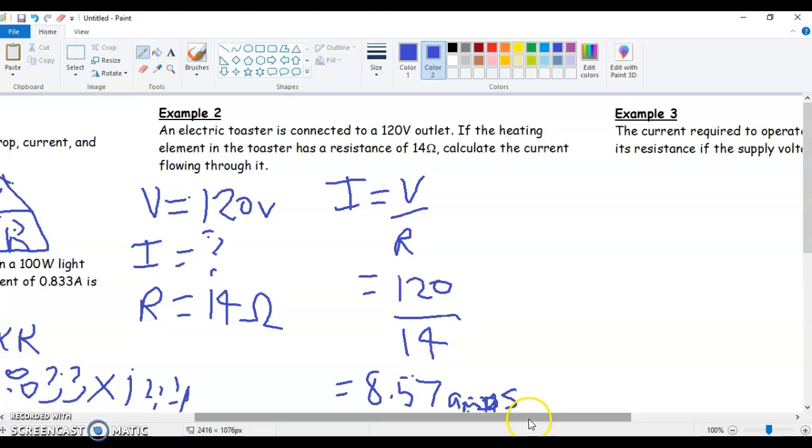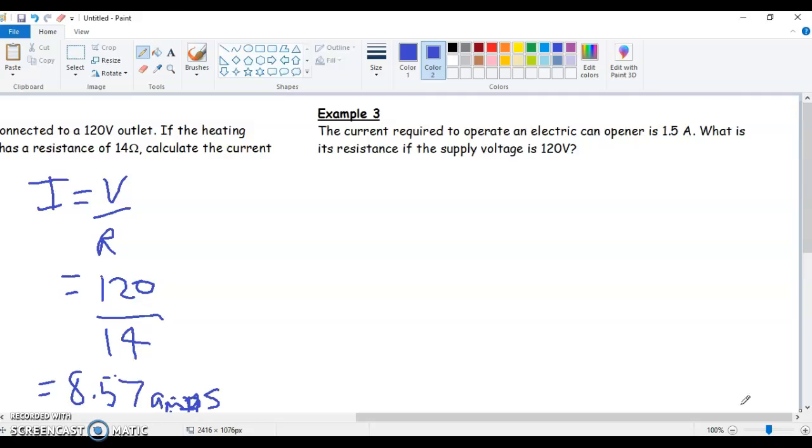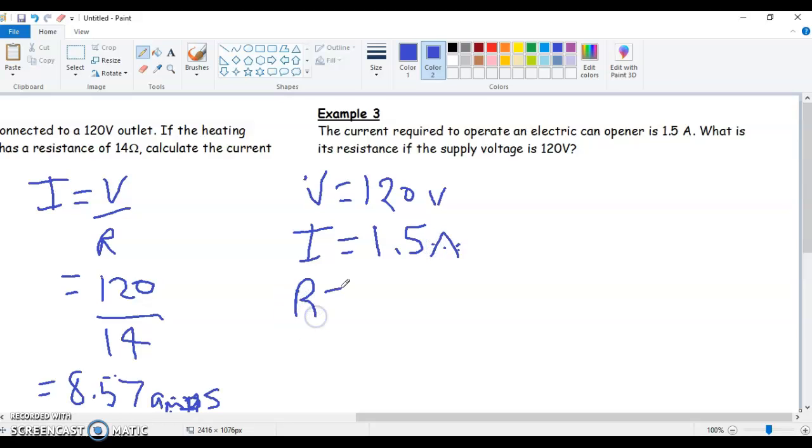All right, pause again, give it a try, and we'll do the last one here together. The current required to operate an electric can opener is 1.5 amps. What is its resistance if the supply voltage is 120? So V, the voltage, is 120. The I, 1.5 amps, right there. And resistance is what we are trying to find.